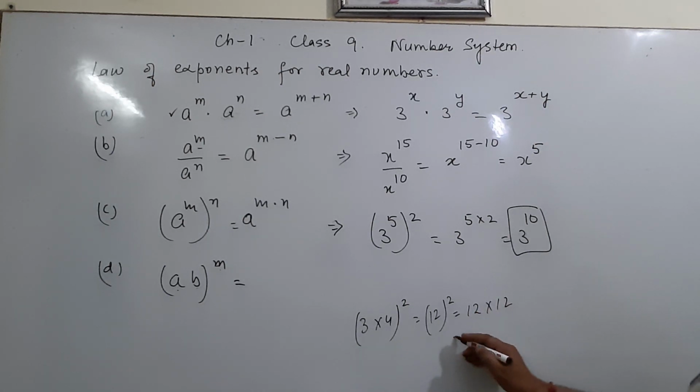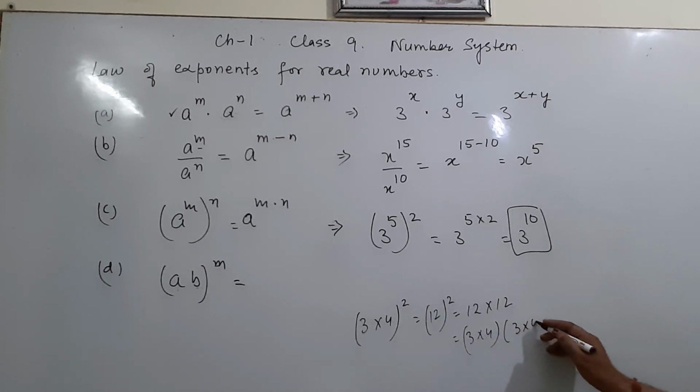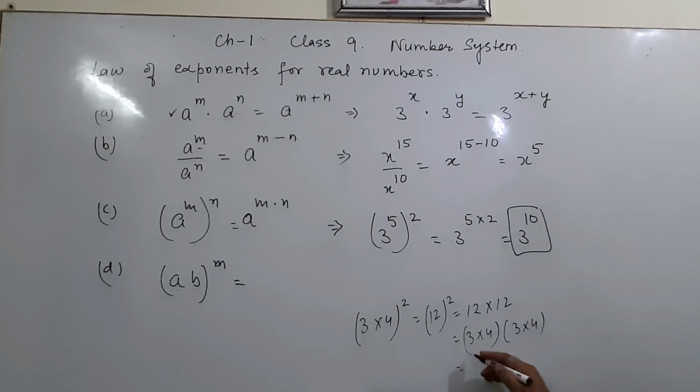Here is a factor of 12: 3 into 4. Here is a factor of 12: 3 into 4. It means 3 and 3, 3 power 2, 4 into 4, 4 power 2. This is the first method.